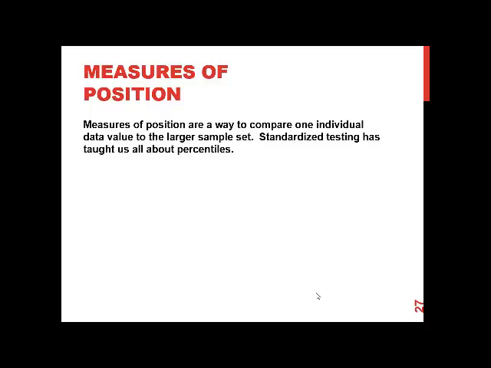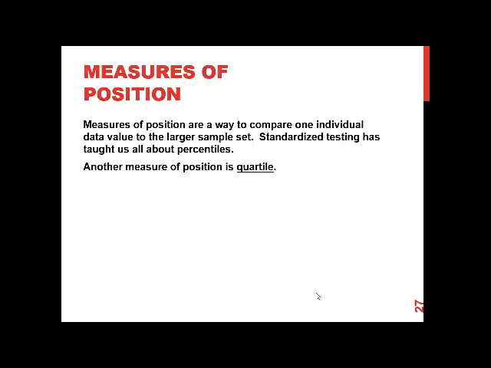Measures of position. Measures of position are a way to compare one individual data value to the larger set. Now, standardized testing in schools has taught us about percentiles. We took our ACT, or we took our K-Prep classes in high school. It says you're in the 50th percentile, meaning you did better than half the students who took the test, or you're in the 48th or the 73rd or whatever percentile, meaning you did better than 73%.